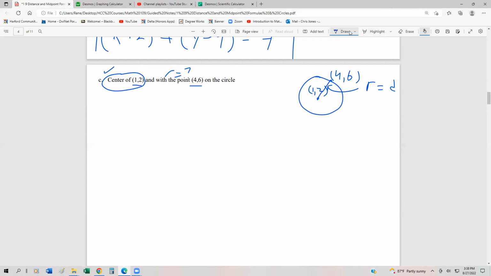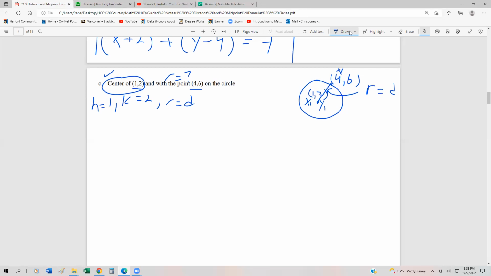So I think what we should probably identify first is that h is 1, k is 2, and then the radius is going to be the same thing as the distance that we can formulate between these 2 points. Now, let's call 1 x1, let's call 2 y1, and let's call 4 x2, and let's call 6 y2. And we could just substitute everything back into the distance formula. So the distance d is going to be equal to the square root of 4 minus 1 squared, so that's x2 minus x1, plus 6 minus 2 quantity squared.